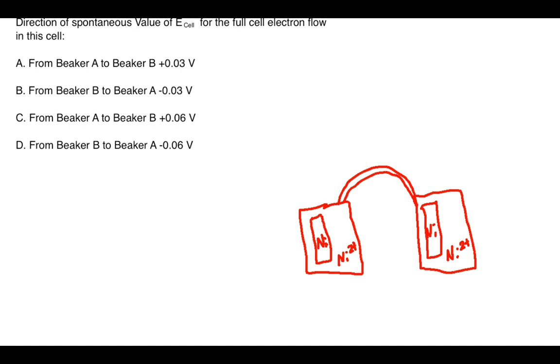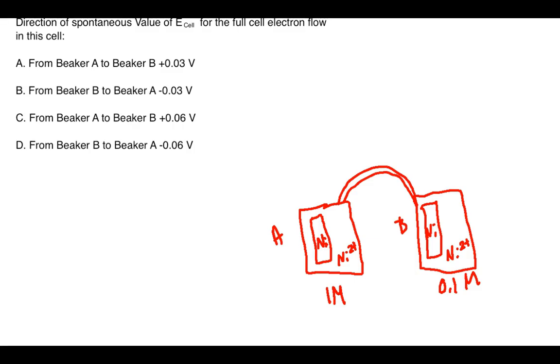Now here's A and here's B. The question says that A is going to be at 1 molarity and B is going to be at 0.1 molarity. So the question is, how is the flow of electrons going to occur in this cell setup? So you're going to look to generate electrons until the equilibrium is established in a concentration cell.